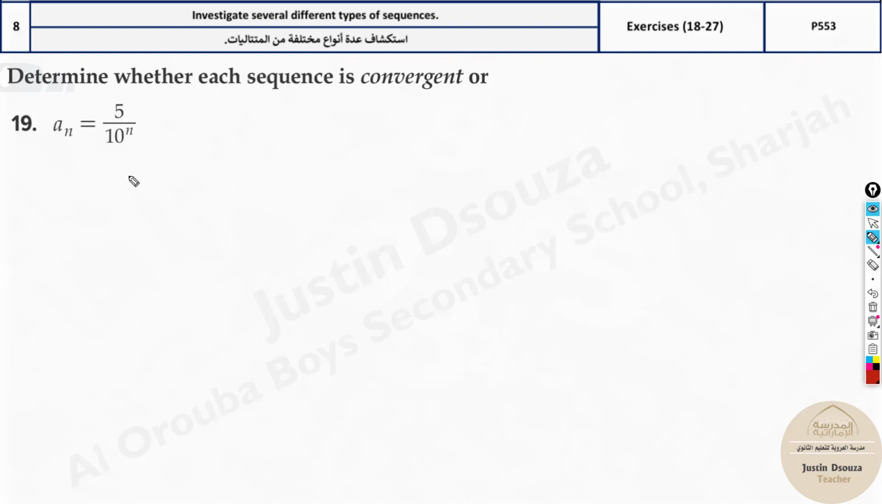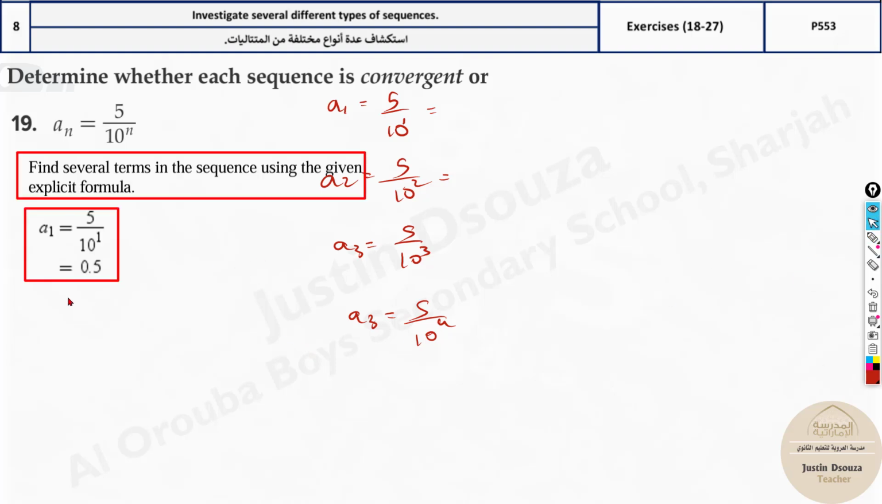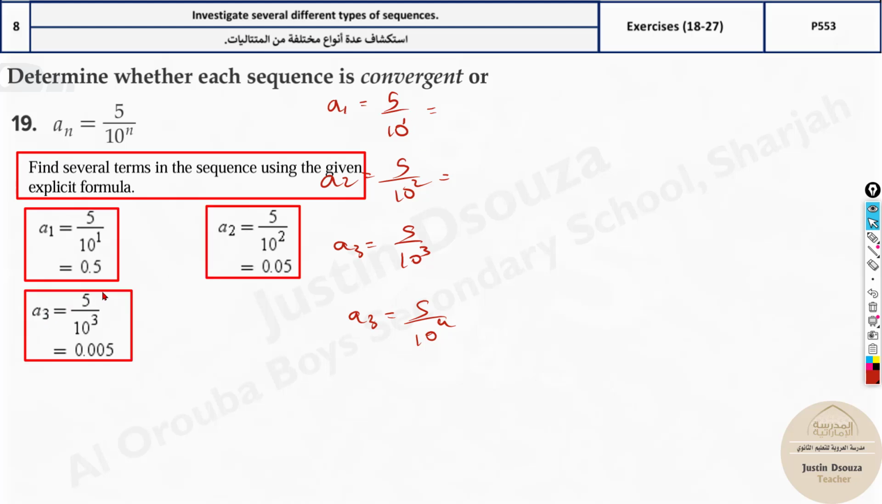So here what you do is, this is an explicit formula. You don't need to know the previous term. All you need to know is the current term. That is A1. A2 will be 5 by 10 squared. A3 will be 5 by 10 cubed, 5 by 10,000. A4 will be 5 by 10 to the power 4 and so on. Just put them in the calculator, you can get the answers. So over here, you can see it's 5 by 10, 0.5, now 0.05, 0.005, it keeps on going. This is by 10,000, so you'll have 3 zeros and then 5.